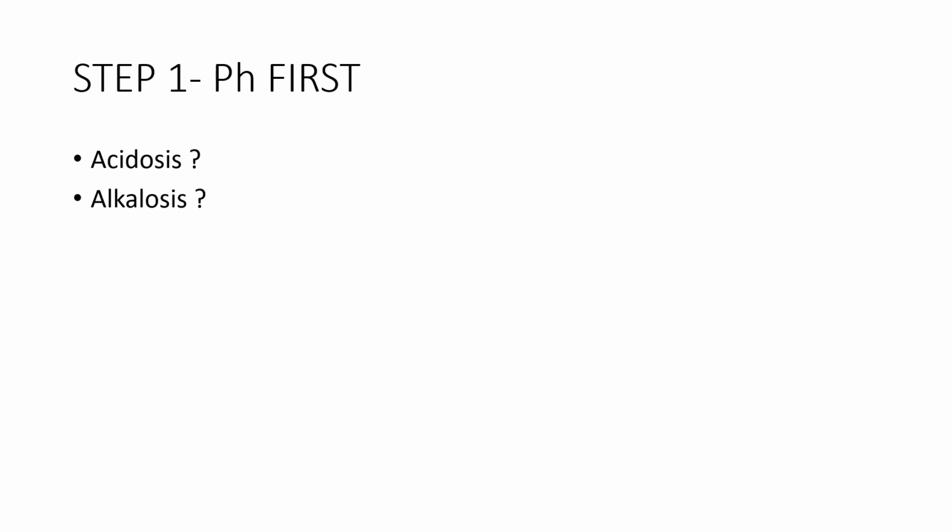Step 1. Look at the pH first. Don't look at anything else. See, is it acidosis or alkalosis? Whether the pH is less than 7.35 or pH is more than 7.45. This is your anchor. It tells you the direction of the problem.